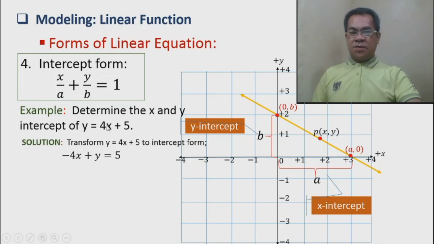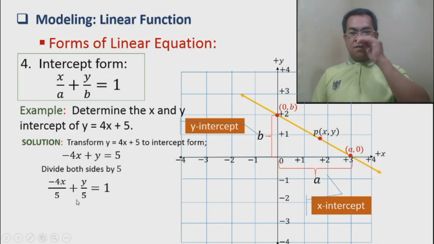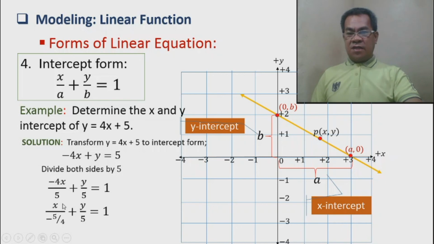So do it. Transposing 4x becomes negative 4x, plus y, and this is 5. All you need to do is divide both sides by 5. So 5 divided by 5 becomes 1, y divided by 5 is y over 5, and negative 4x divided by 5 is negative 4x over 5. That's it. Now, this negative 4 over 5 can be rewritten as x over negative 5 over 4. So you need to transform it in this case into a fraction.